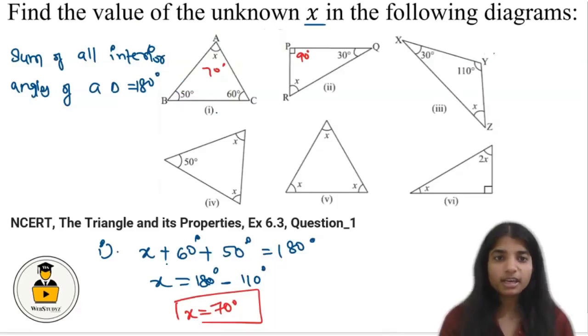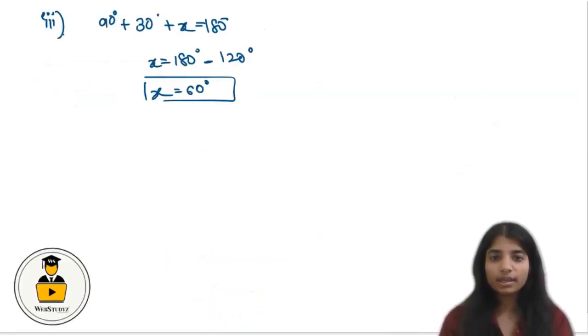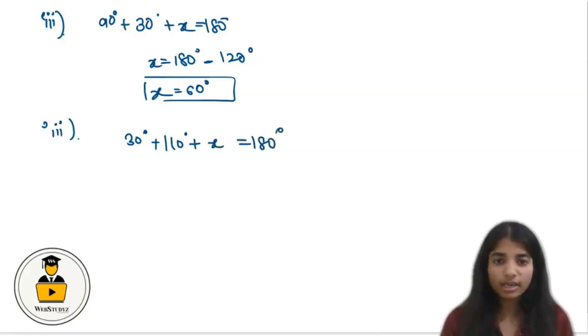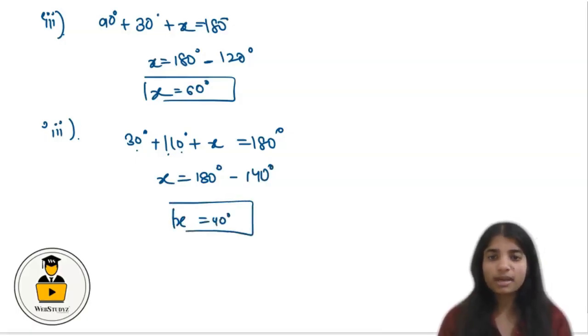We are considering this triangle XYZ. Again, the sum of all the interior angles is equal to 180 degrees. So here we can say that X is 30 degrees plus Y is 110 degrees plus Z is x, which we need to find out, and that is equal to 180 degrees. So x is equal to 180 degrees minus 110 and 30, that is 140. Solving this, we get the value of x equal to 40. So this is the answer to part 3 of this question.